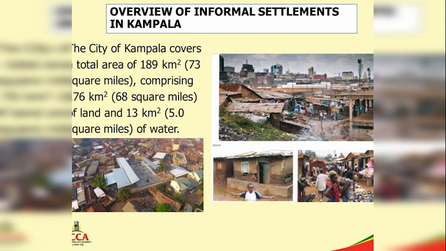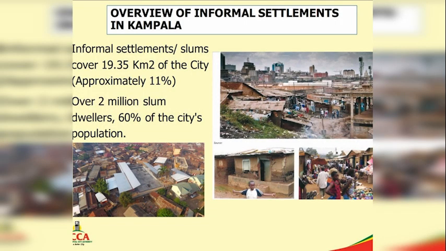Now, of the 189 square kilometers, 19.3 square kilometers is where we find informal settlements. Informal settlements take about 11% of our space as a city in Kampala. And looking at our population, according to the statistics that we have, Kampala has roughly a population of about 4 million, and 60% of those 4 million live in informal settlements. 60% of the 4 million people, which is about 2 point something million, live in informal settlements.